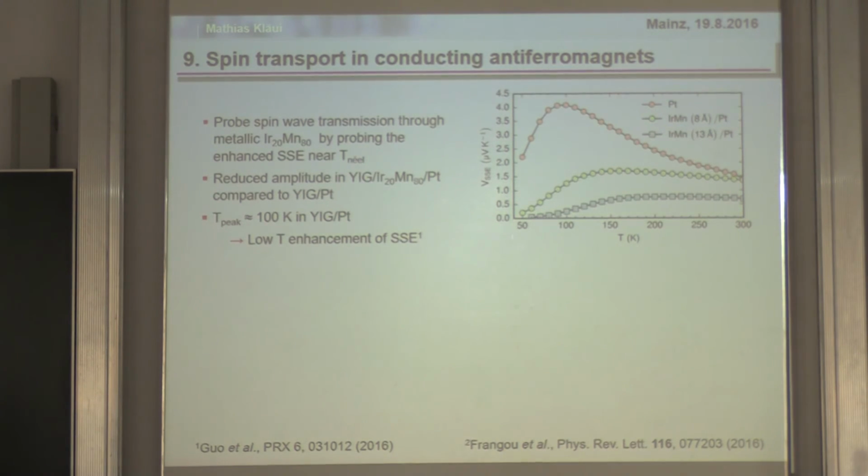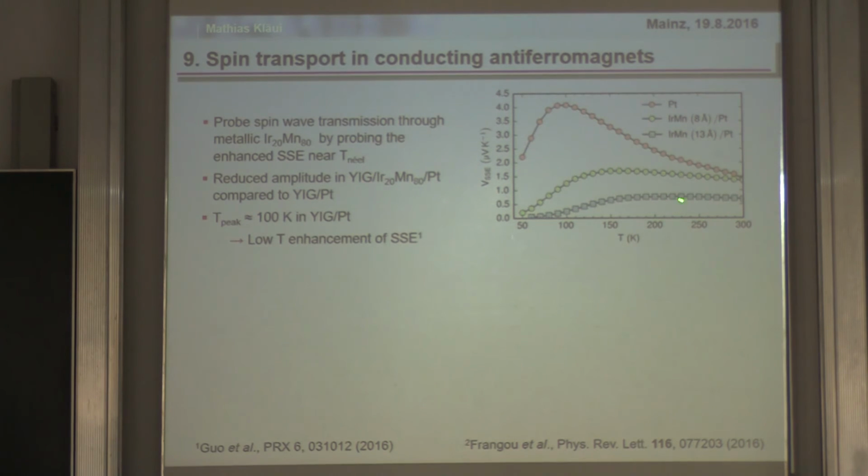We looked at iridium manganese. We put iridium manganese in between. Again, you see there's a peak, and the peak temperature changes as a function of the iridium manganese thickness, because if you've got more iridium manganese, you simply have a higher Néel temperature.